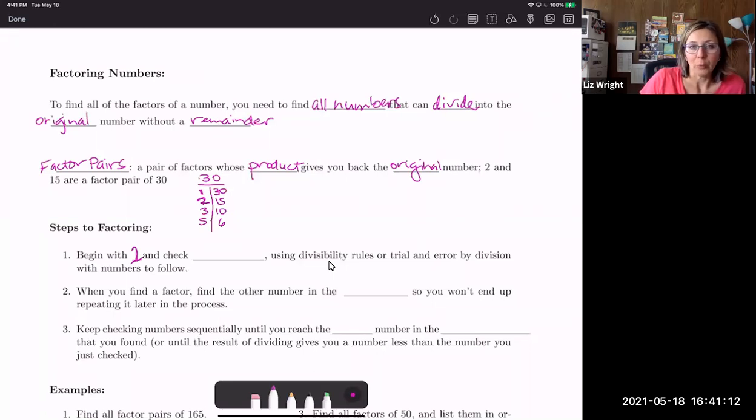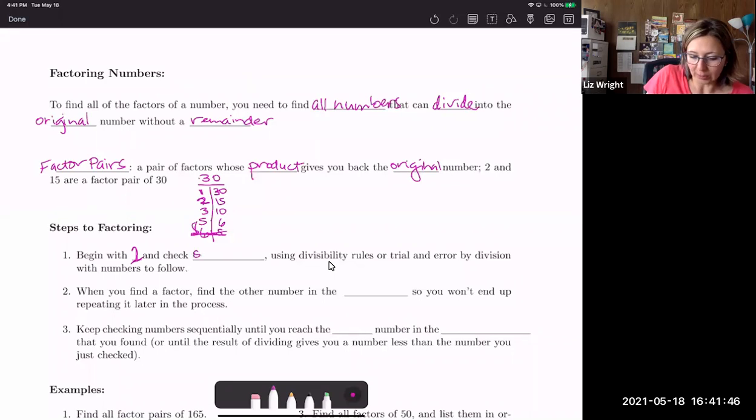How about 3? Well, the sum of the digits is 3 plus 0. That's 3. 3 divided by 3, yep, that's 1. So 30 is divisible by 3. 30 divided by 3 is 10. How about 5? Well, does it end in a 0 or a 5? Yep, it does. And then that gets you 6. And then if we were checking sequentially, it would be 6 and 5. Well, look at that. The pair here repeats. So we know we're done once we get to that point where our factor pairs are repeating themselves. So that's how we're going to go about finding all of our factor pairs.